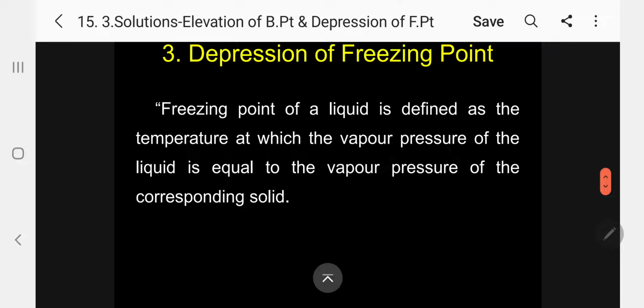Next, I will go for depression of freezing point. This is another colligative property from which we can also determine the molecular weight of a given unknown non-volatile solute.